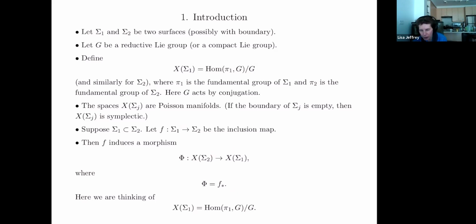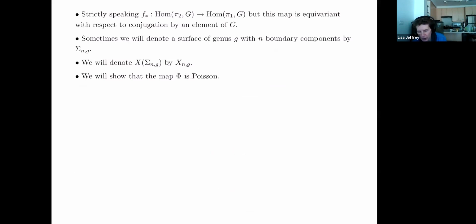Okay, so far, strictly speaking, this is a map from representations of the fundamental group of sigma 2 into G into representations of the fundamental group of sigma 1 into G. But this map is equivariant with respect to conjugation by an element of G, and so it does give you a map of character varieties.